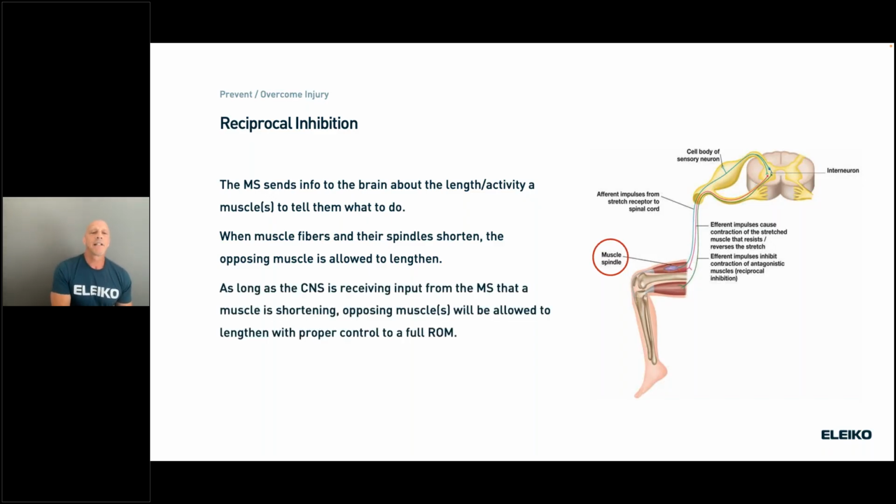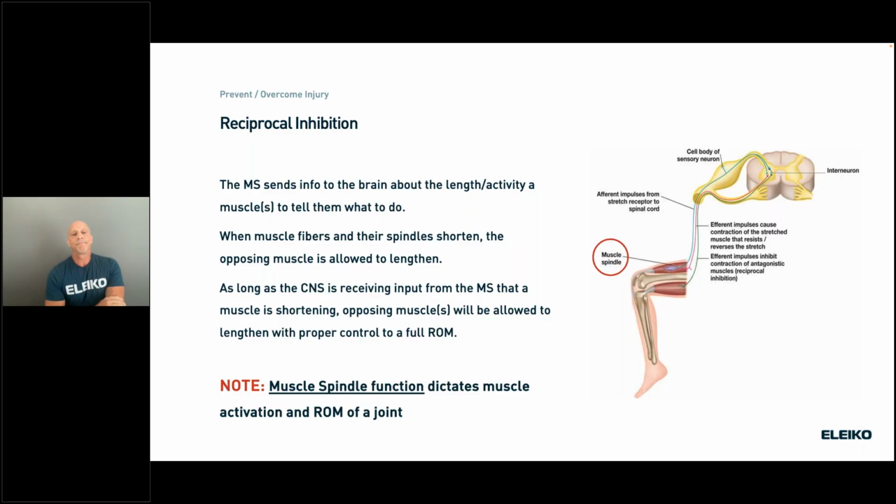So that's one of the keys here. As long as the nervous system is receiving input from the muscle spindle that the muscle is shortening, the opposing muscles will be allowed to lengthen to a full range of motion.